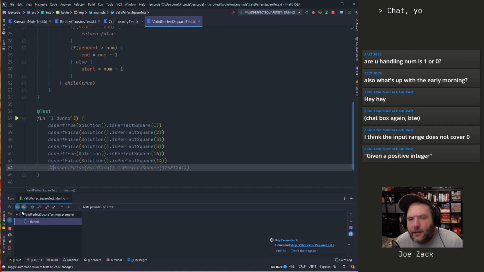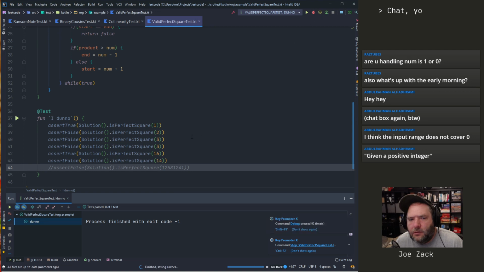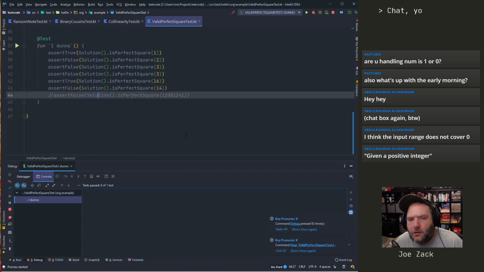Oh, look at that. I hit the problem even before I get to my big number. It eventually ran. Is that true? Run it in debug mode. Man, why is that so slow? I thought I did everything good.